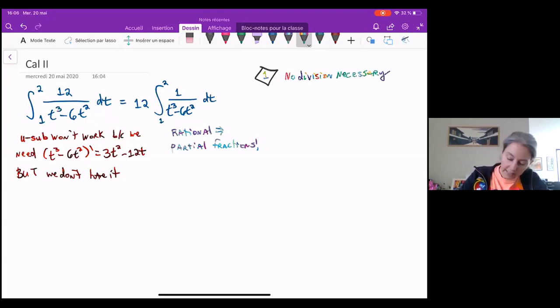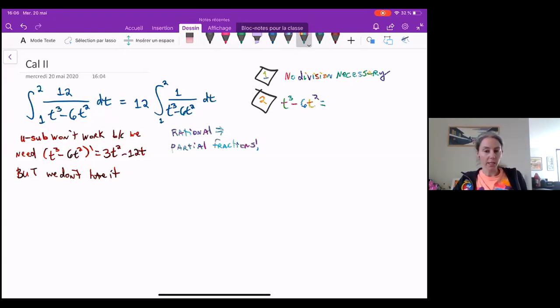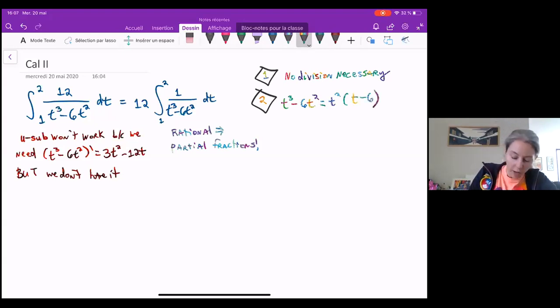Then my second step is to factor the denominator. So t cubed minus 6t squared, we'll start with the greatest common factor. What is it? What's the GCF here, guys? T squared. Yes, thank you. T squared times t minus 6. That's factored. So now this brings us to our third step, which is our partial fractions decomposition.